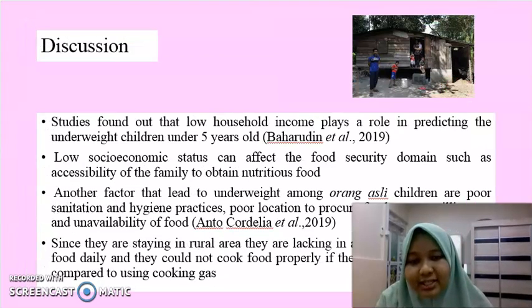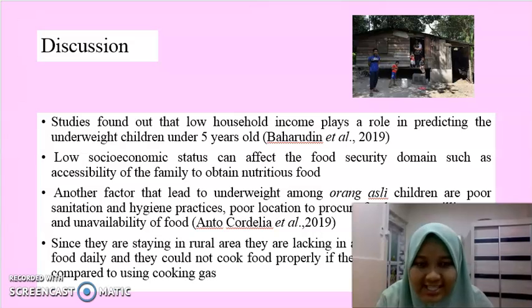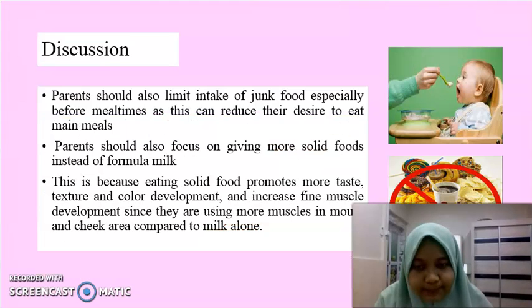As for discussion, actually, a lot of factors can lead to underweight among orang asli children. Why I'm talking about orang asli, because actually this child is orang asli. And factors that lead to underweight among orang asli children are poor sanitation and hygiene practice, poor location to obtain the food, and then poverty, illiteracy, and unavailability of foods. Since they are staying in rural areas, they are lacking access to safe and enough food daily. And studies also found out that low household income plays a role in predicting underweight children.